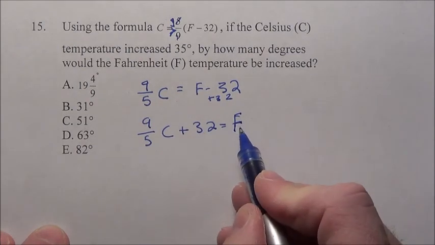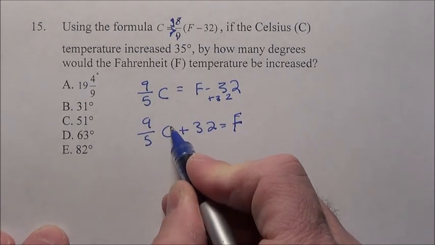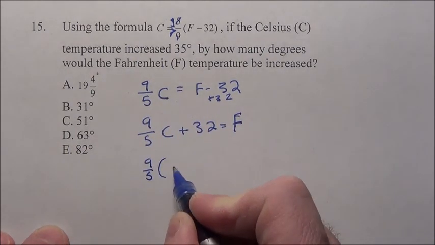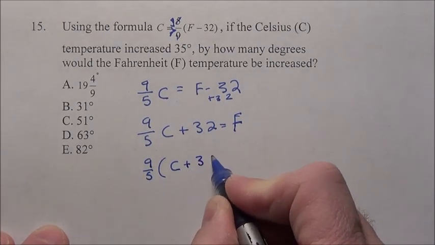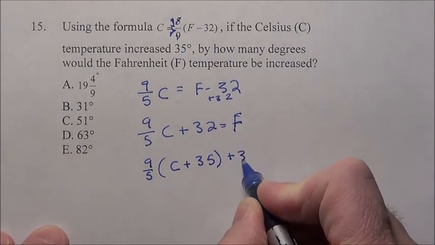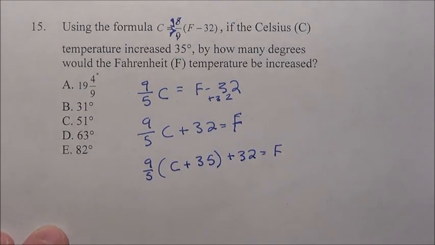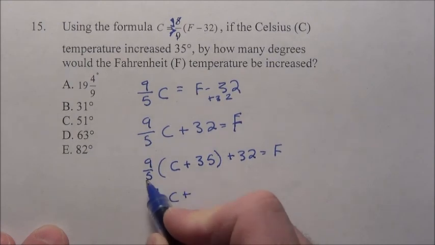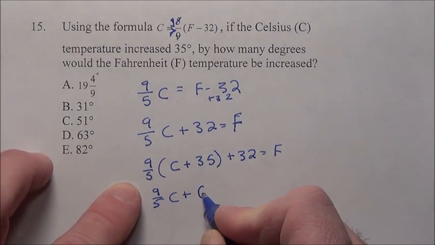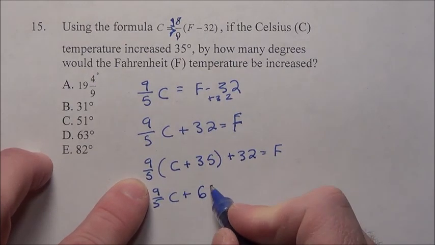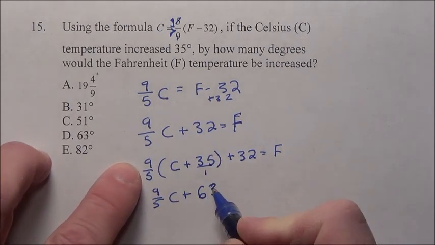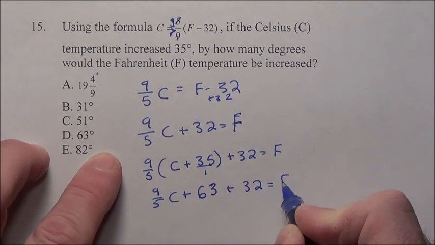Now it's saying, hey, how's this going to change if we come in and make this C increase by 35? So if I do that, that'd be 9/5 times the C, and I'm increasing it by 35, then plus 32 equals Fahrenheit. So what's the end result when we add 35 to that Celsius? How do things change? Well, we end up with 9/5 C plus, when we multiply this, you're going to get 63, because it's 35 over 1. I just canceled that and that made it a 7. 9 times 7 is 63. Plus the 32 equals F.